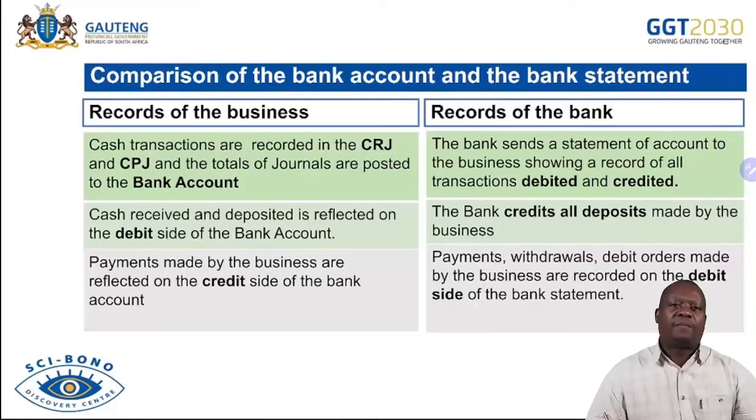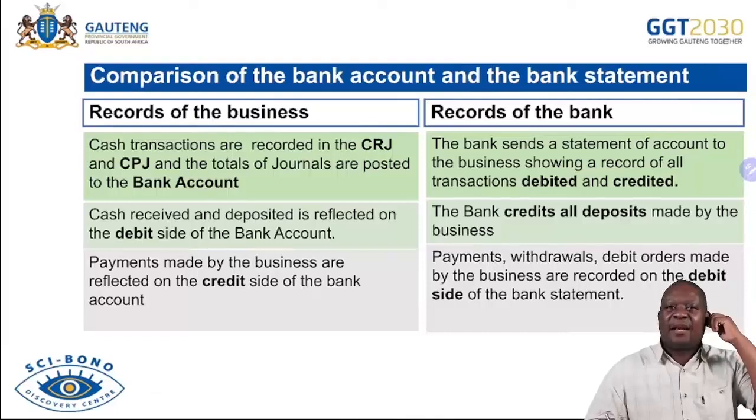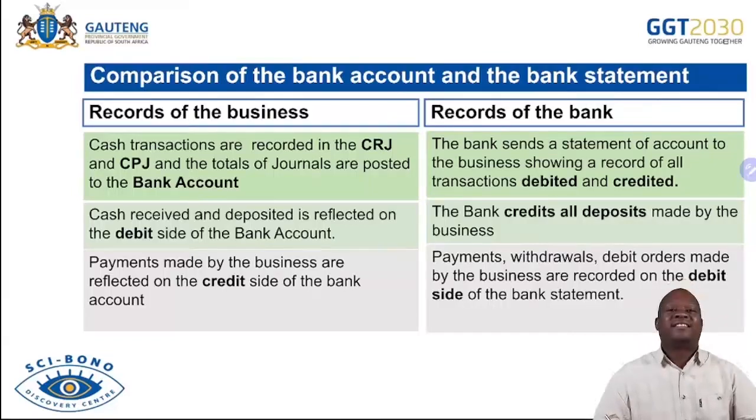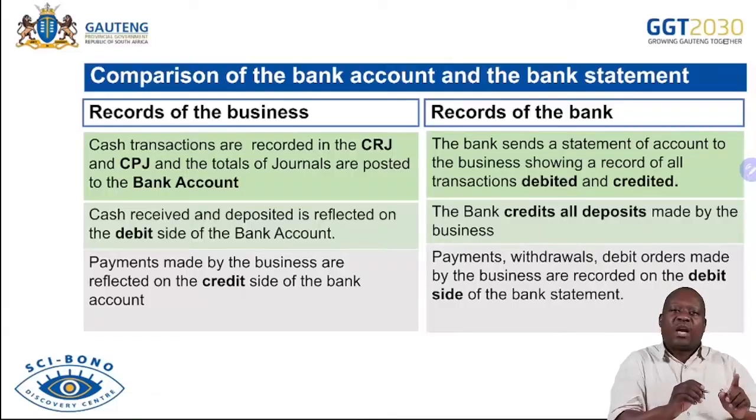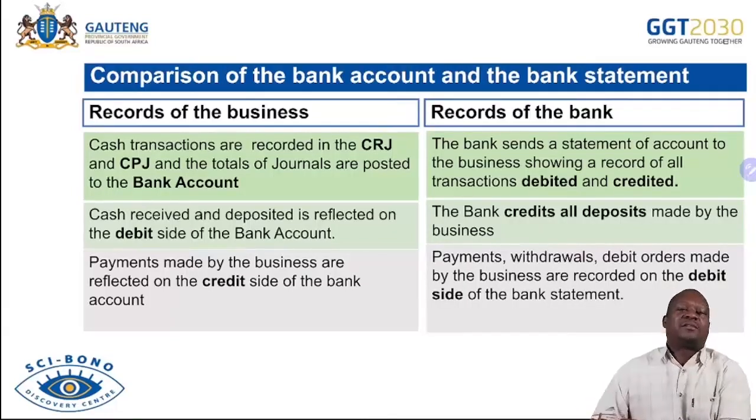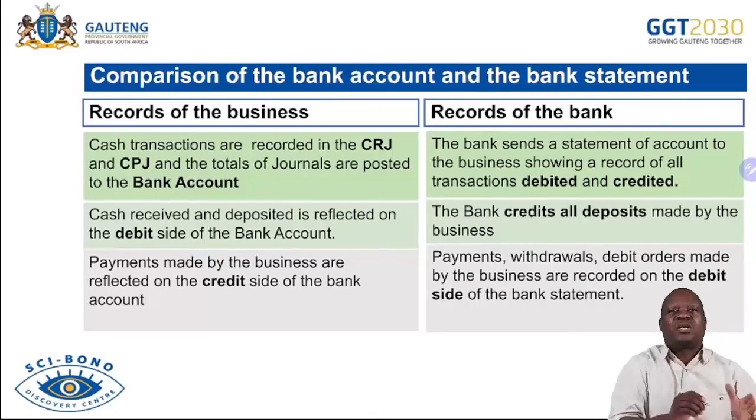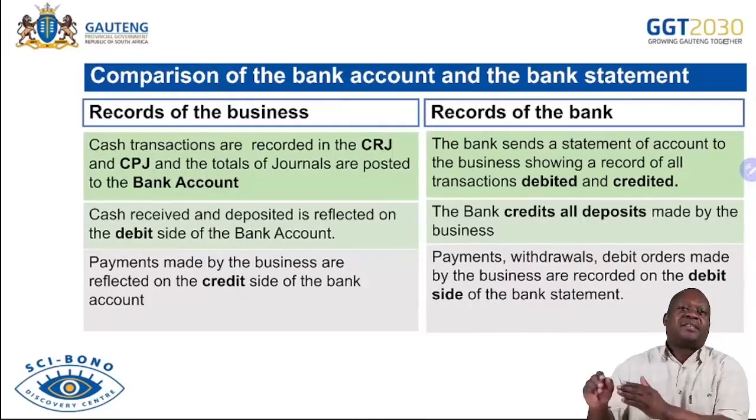What do I mean? Check. When you go to the mirror and you hold your left-hand side ear, check what happens to the person in the mirror. That person will hold the right-hand one. That's what happened. So in other words, I'm just saying what we debit in the bank account is credited when it comes to the bank statement. Please take note. What we debit in the bank account is credited when it comes to the bank statement.